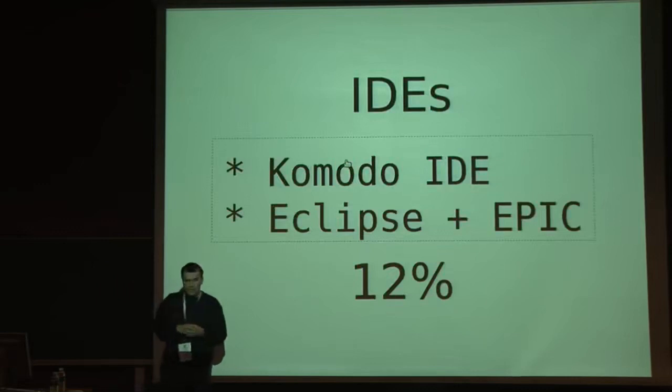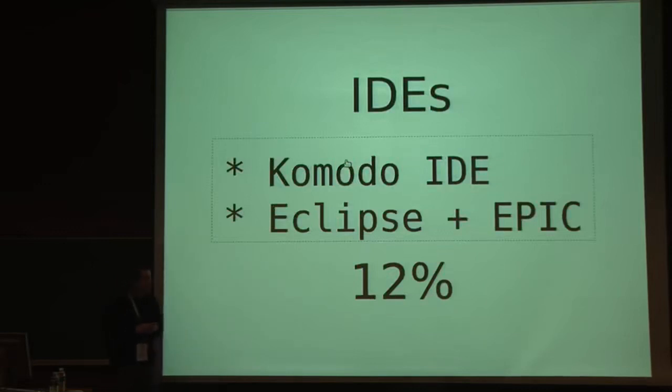And there were two IDEs that got votes. Komodo IDE, which you might know, is developed by ActiveState, and it's a commercial IDE that costs something like $300. And Eclipse, which is open source and mainly for Java, but it has a plugin called EPIC, which is for Perl development. They got about 12% of the answers, which really means that a low percentage of Perl users are actually using something like an IDE, and that's something we would like to change with Padre.